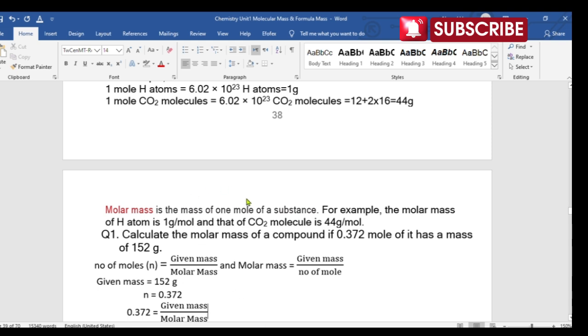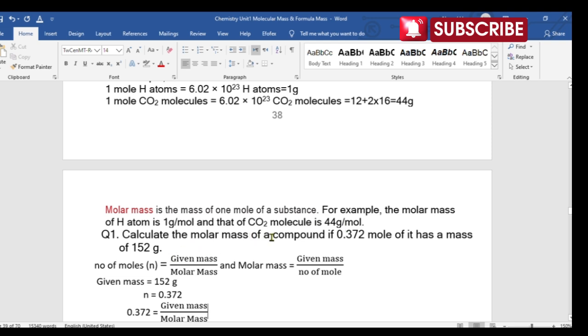Molar mass is the mass of 1 mole of a substance. The mass of 1 mole of a substance is called molar mass. For example, the molar mass of hydrogen atom is 1 gram per mole, and that of carbon dioxide molecule, as discussed above, is 44 gram per mole.